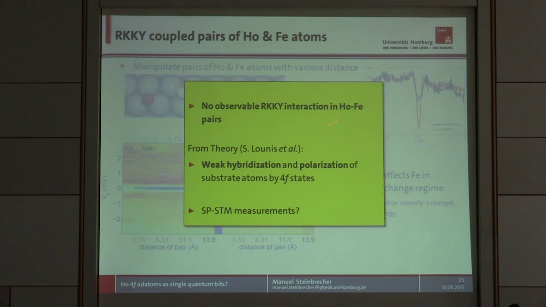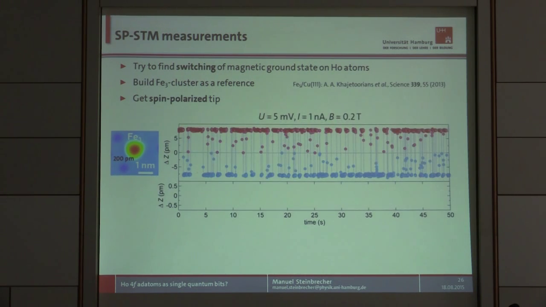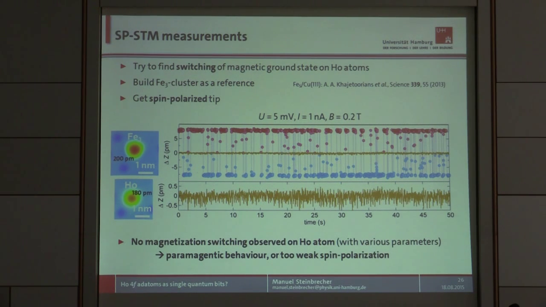So we do not see any RKKY interaction coming from the holmium atoms, and from theory we know that the holmium atoms also only very weakly hybridize and polarize the platinum substrate from the 4f states. Still, we tried to perform spin polarized measurements and find the switching which has been reported for this stable magnetic ground state. For this, we built iron 3 clusters as a reference, which you can see here, with an apparent height of roughly 200 picometers, and then picked up some iron atoms to add to our chromium tip to really get a spin polarized tip. We measured telegraph noise, as we have already seen in some talks, and as we have shown for the iron 5 cluster on copper 111, and performed the same measurements with the same tip on the holmium atom, and we see that there is no switching at all.